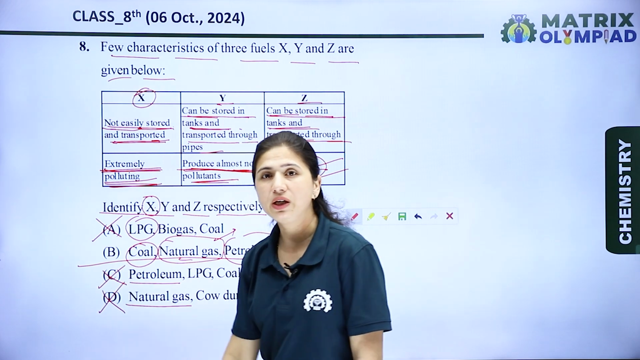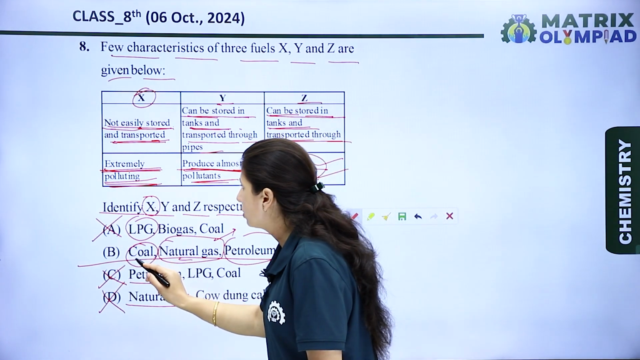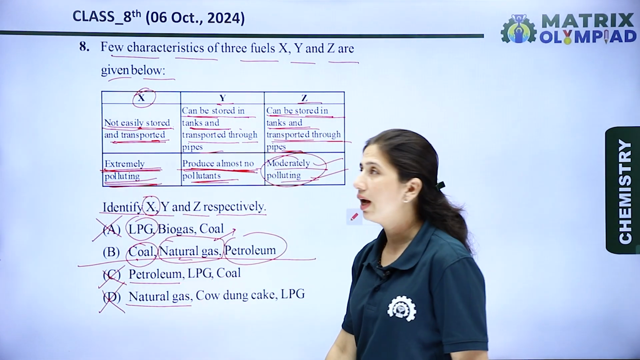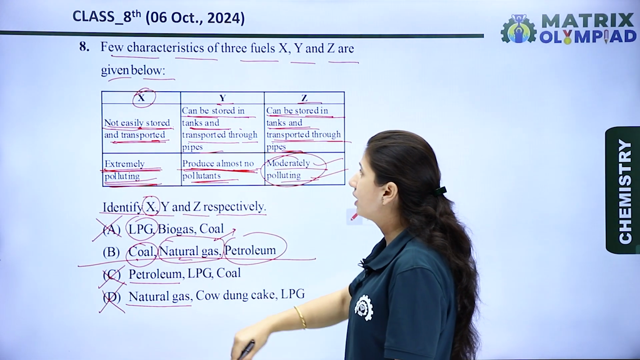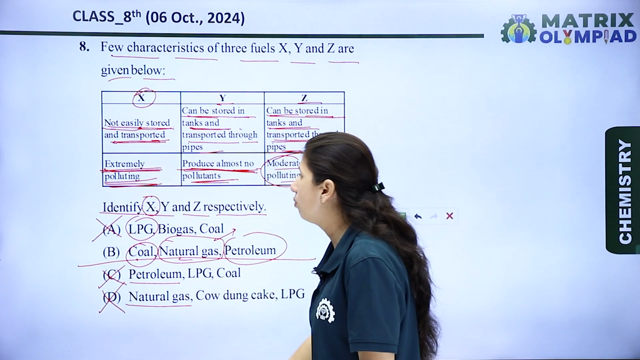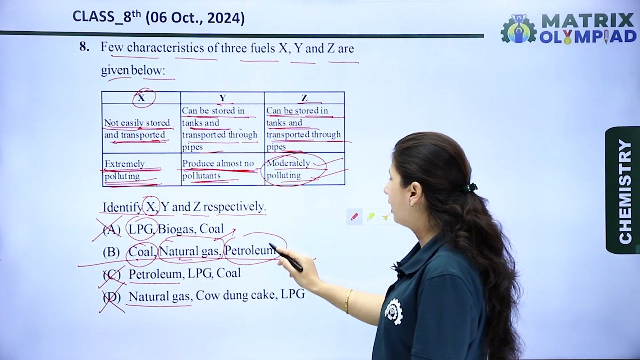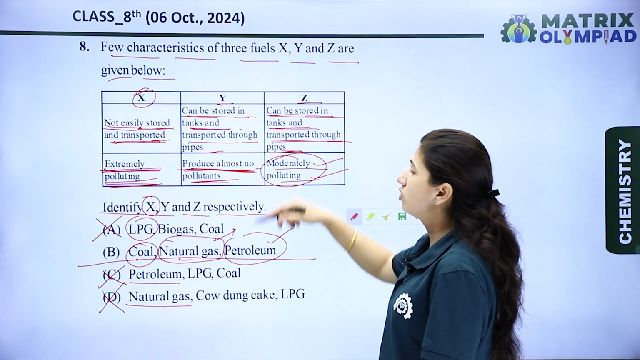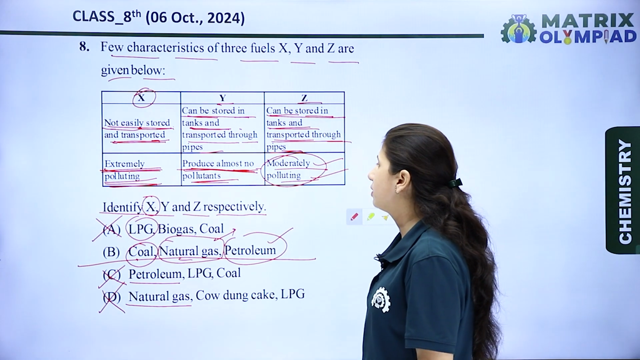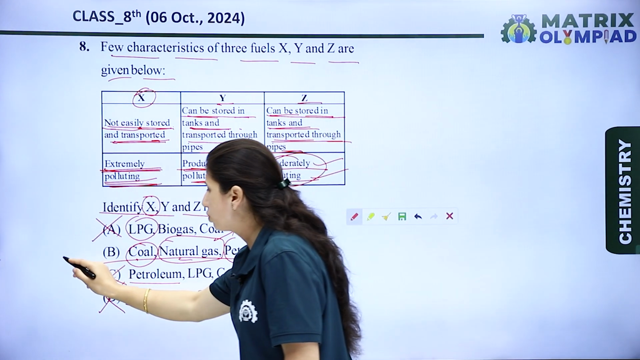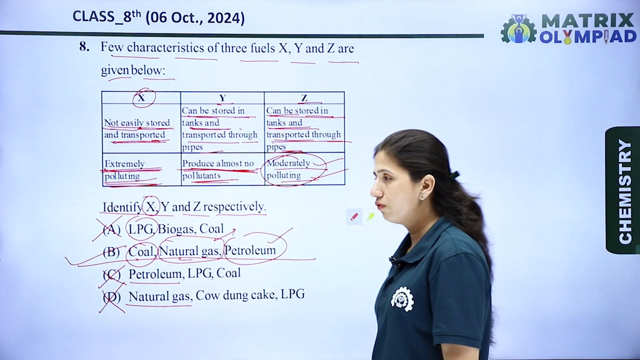So option B is the right option, because coal is extremely polluting and it cannot be stored and transported easily, and natural gas can be stored and it produces almost no pollutants. And the next one is petroleum, which can also be stored in tanks and transported through pipes, and is moderately polluting. So option B is the right option for this question.